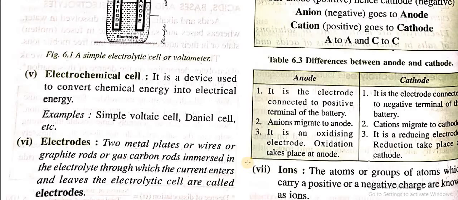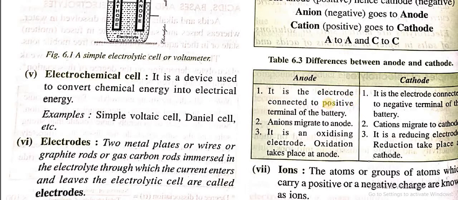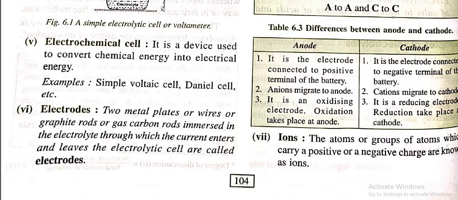Now, in last class, the last topic that we discussed was the difference between anode and cathode. So anode is the electrode connected to the positive terminal of the battery, and cathode is the electrode connected to the negative terminal of the battery, as explained. At anode, anions migrate to anode and cations migrate to cathode. It is an oxidizing electrode. Oxidation takes place at anode because loss of electrons takes place, whereas at cathode it is a reducing electrode because reduction takes place, that is gaining of electrons.